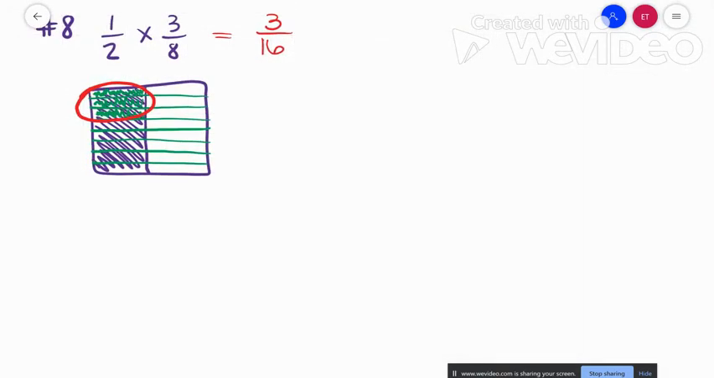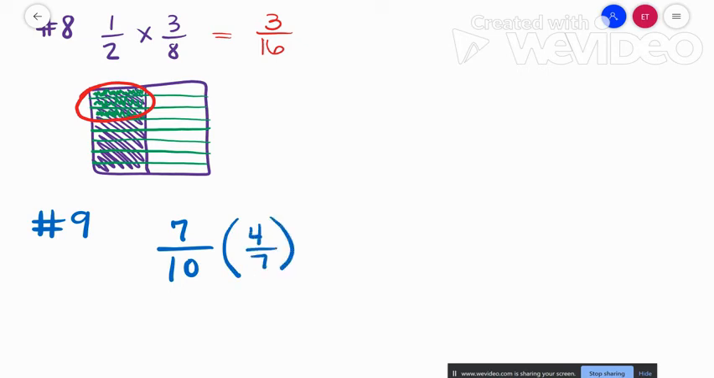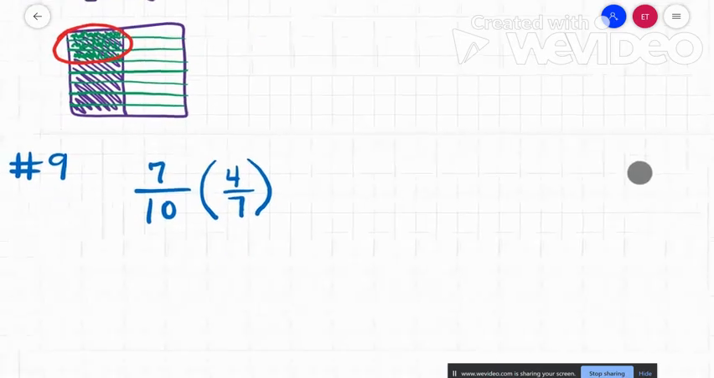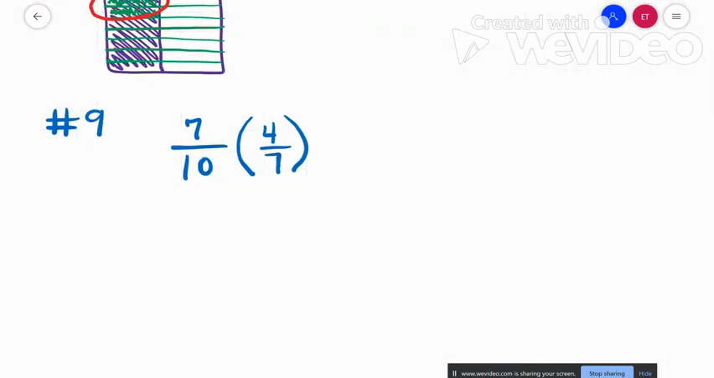And then the last problem I wanted to look at was number 9, the last question. Just so you can see how multiplication can be represented a different way, I'm going to use parentheses, because that is a different way to show multiplication. You're still going to do the same steps. You're still going to be doing 7 times 4 over 10 times 7. Okay, don't forget you can simplify.